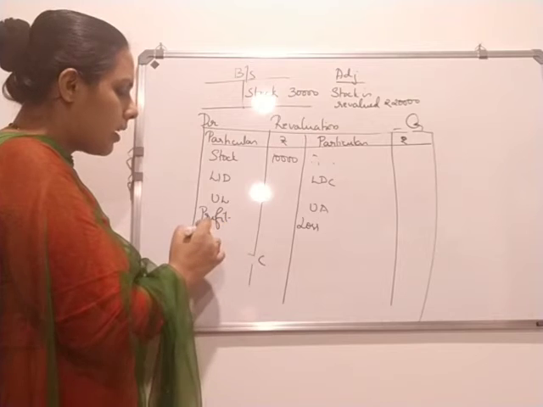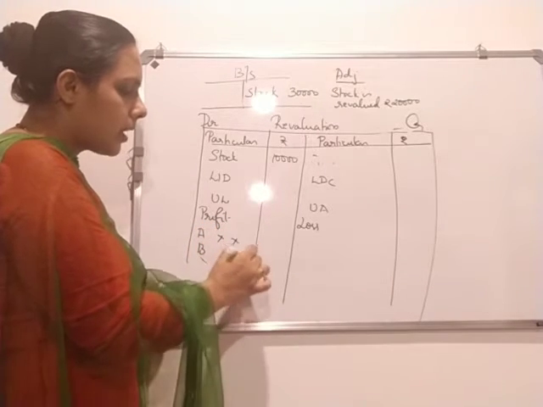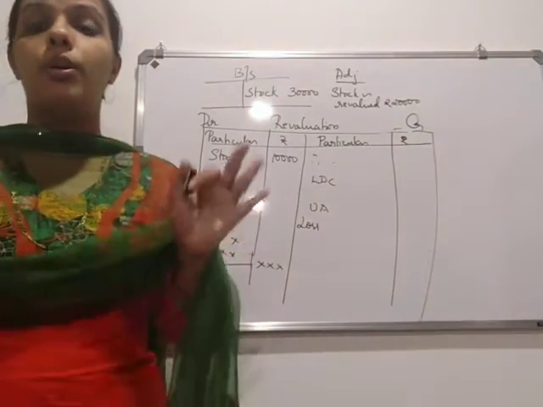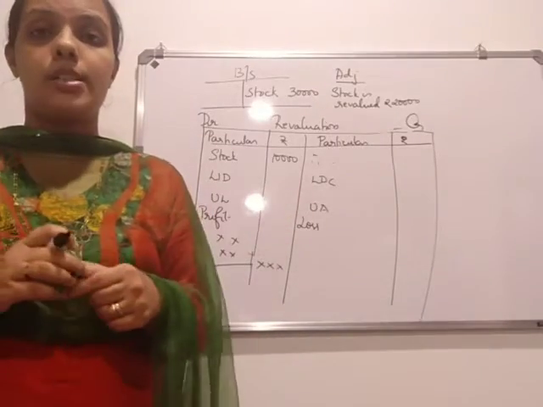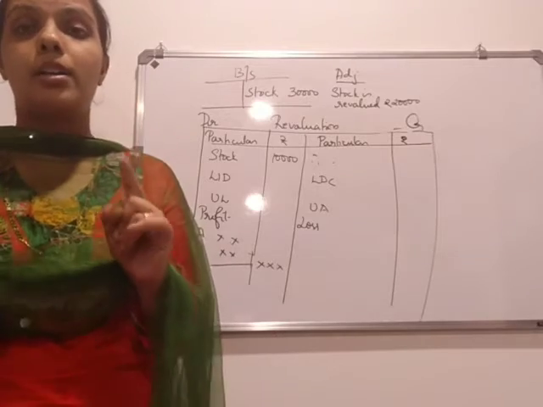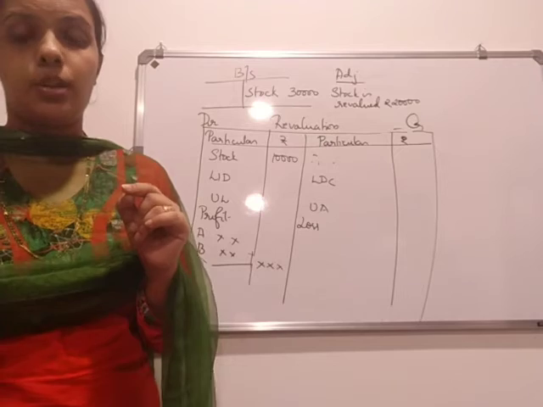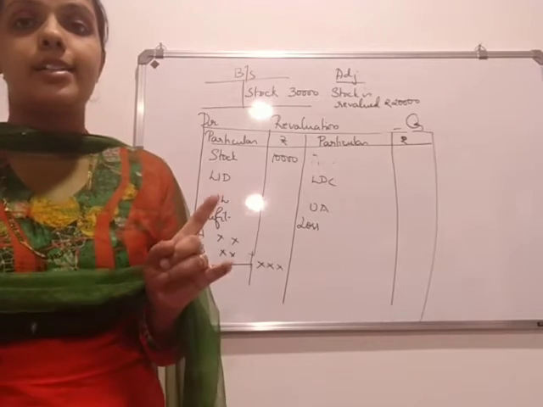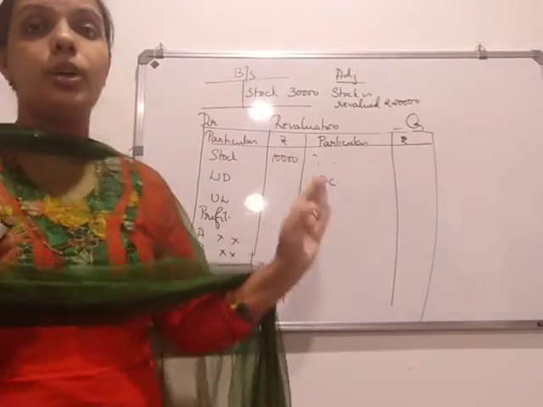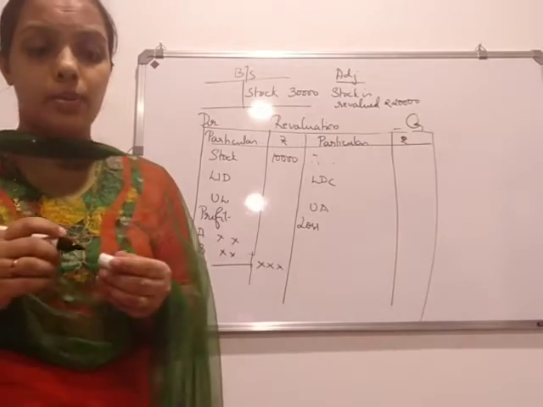Simply showing the profit is not enough. Whatever profit is there, it is to be distributed to the existing partners in their profit sharing ratio. It is profit or loss. Whatever profit or loss is there, it is to be distributed to all the partners. Which partners? Old partners in their profit sharing ratio. And the new partner is not entitled to get any share in the profit or loss. So preparation of revaluation account is very, very important.